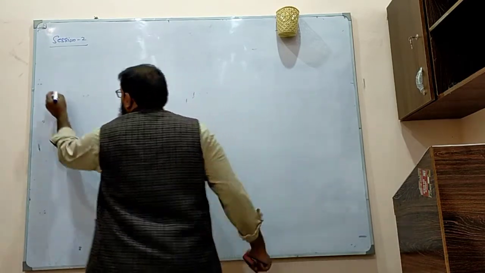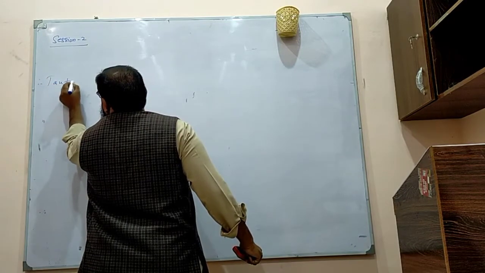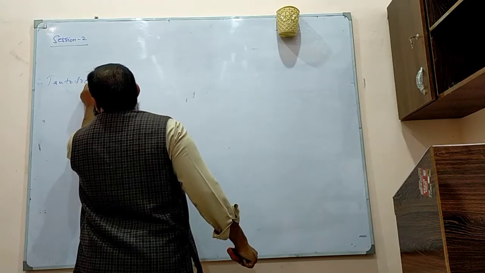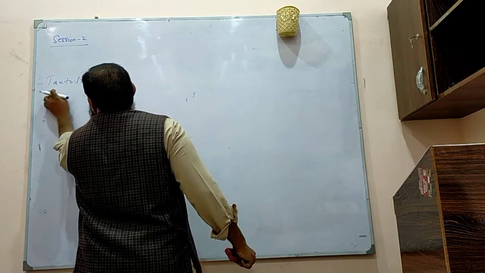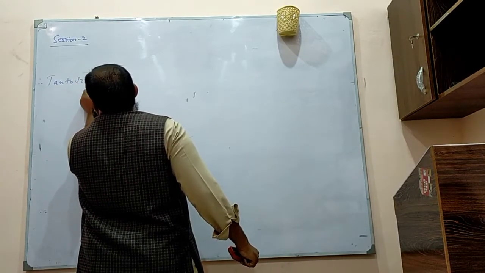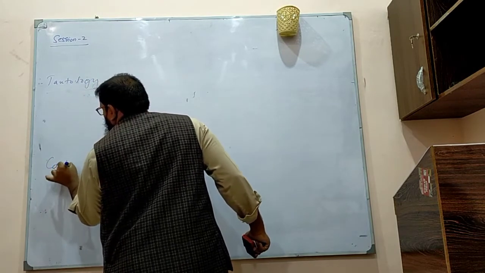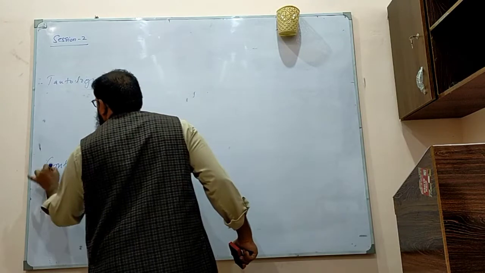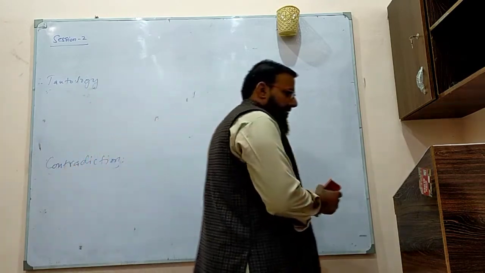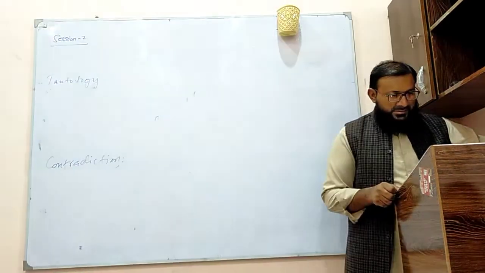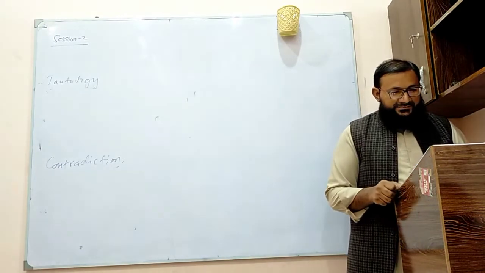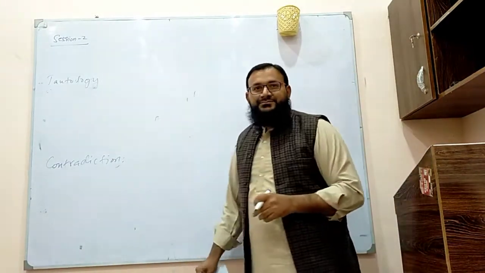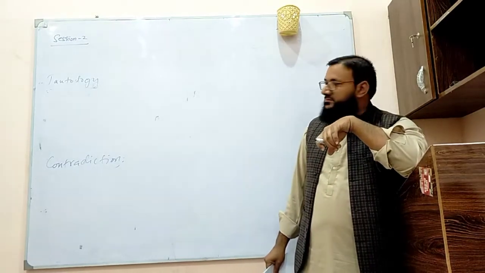The next thing is, what do we mean by tautology? And what do we mean by contradiction? An example? Any idea? What's a tautology?